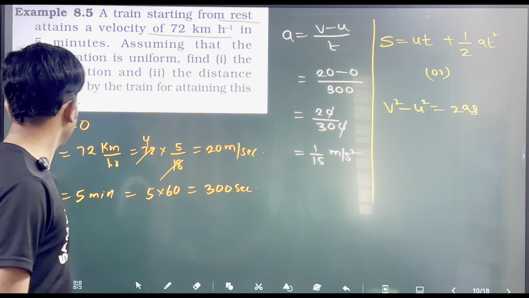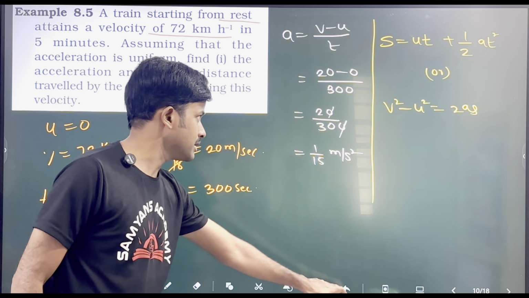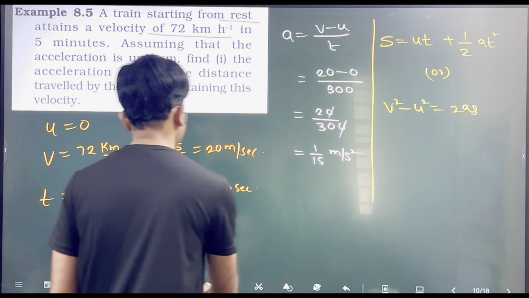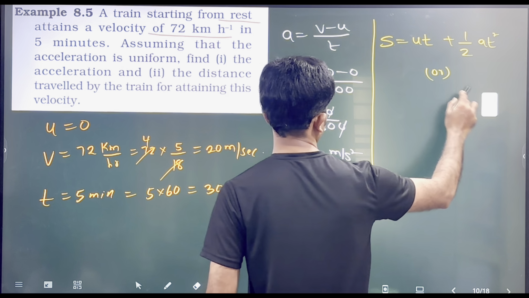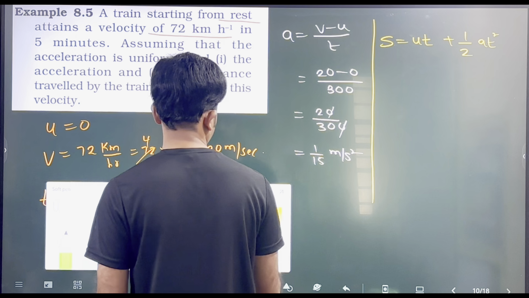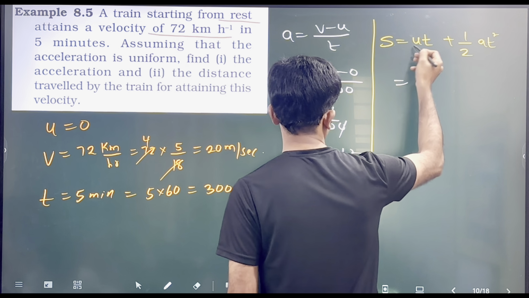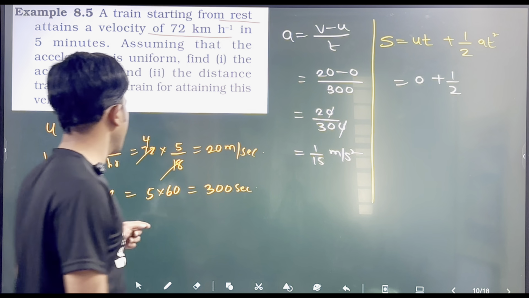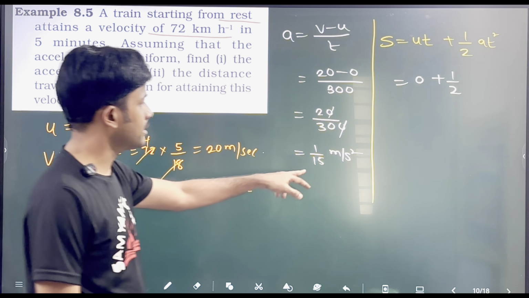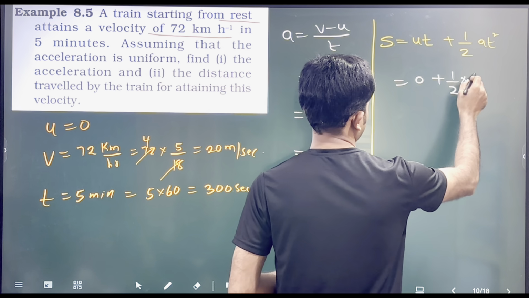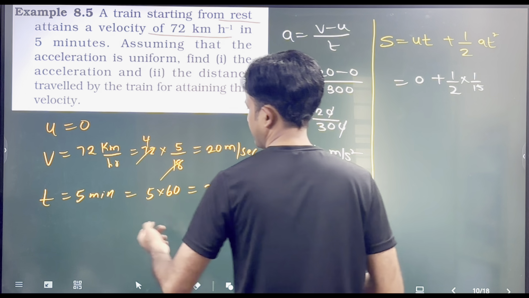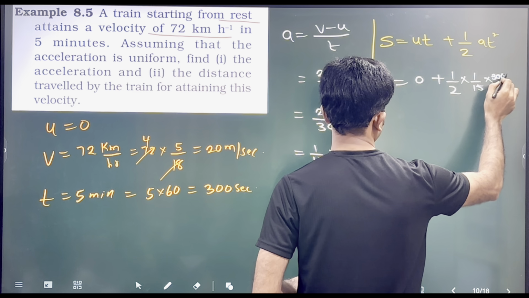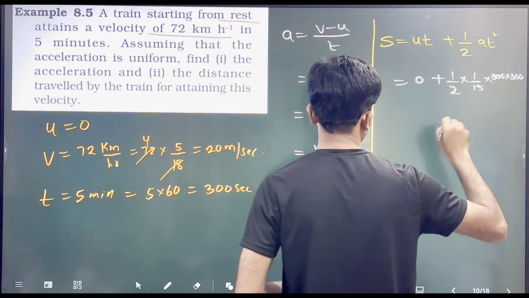Here we have the V value and U value, and A is there. You can use both the formulas, but I am using the first formula, s equal to ut plus half at square. Okay, now you see. So what is the U here? U is 0. 0 into something is 0 only. So half into, and what is the A value we have? Just now we got A value as 1 by 15, and what is the time value here? 300. So it is 300 into 300. Time square is there, so don't forget to write another 300.